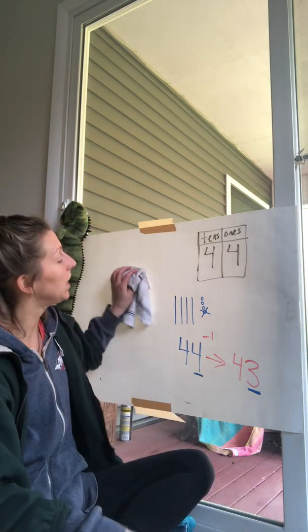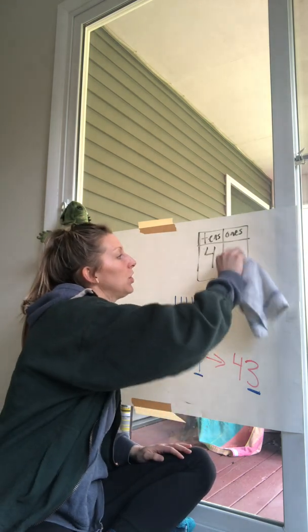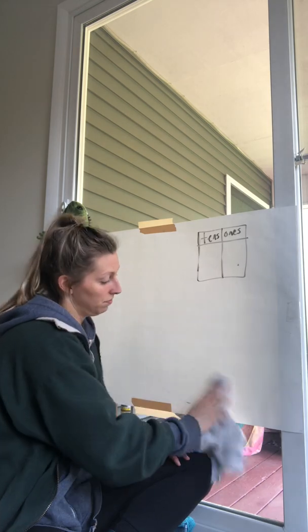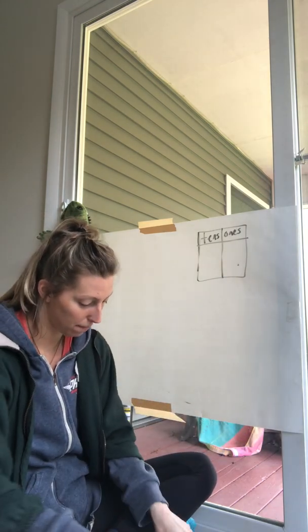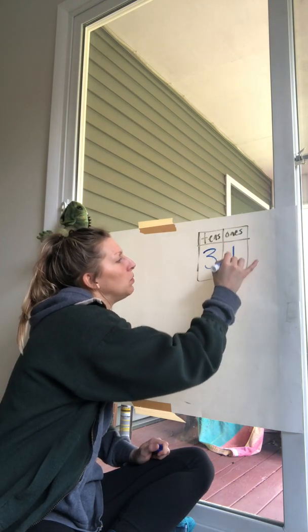Okay? Now here's one that can be a little bit tricky. Okay? So I took away 1. Well, I'm going to take another 1 away from this number though. This number is going to be 31.